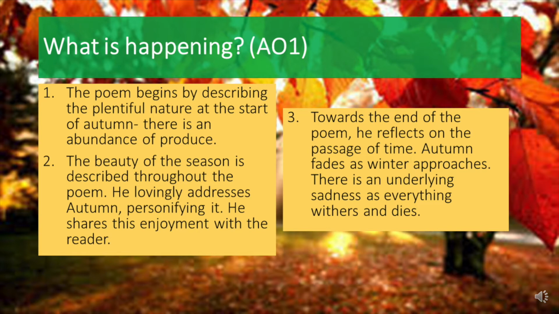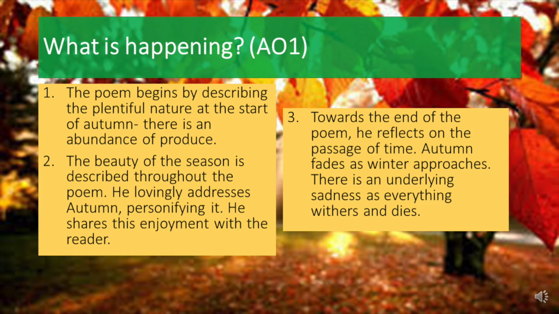So you might want to do this on paper, or you might already have worked this out, but the way that it's structured almost reflects his walk as he's going through the day, as he's thinking about autumn. In the first stanza, the poem begins by describing the plentiful nature at the start of autumn. There is an abundance of produce. When we read it, you'll be able to see how much produce and goodness autumn brings before that dreaded season of winter sets in.